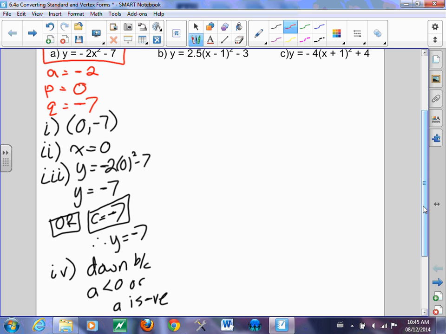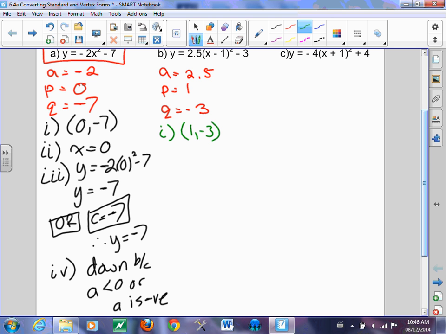Based on the second question, ladies and gentlemen, you're going to see A equals 2.5. You're going to see that P equals 1. And you're going to see that Q equals -3. So to answer these questions, the vertex is P and Q, so you're going to write down 1 and -3.